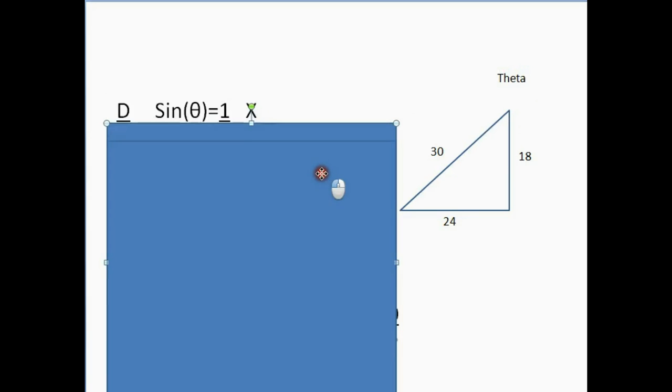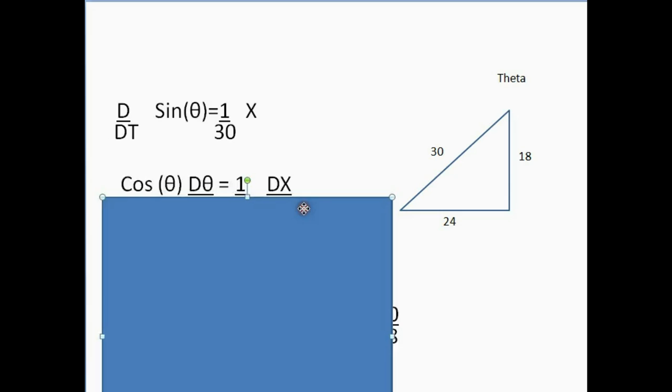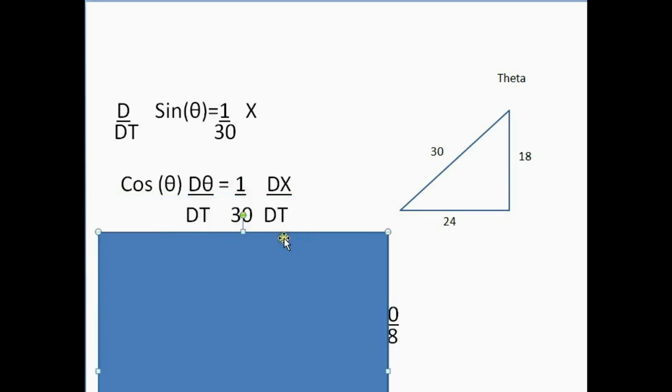So let's get started. We have to find d/dt of sine of theta is equal to 1 over 30 times x. The reason we can do that is because we know that 24 is our x value for this. So we simply took the x out of that equation. But the reason we didn't do sine of theta is equal to 24/30 is because it makes it easier to take the derivative. So here I did that.